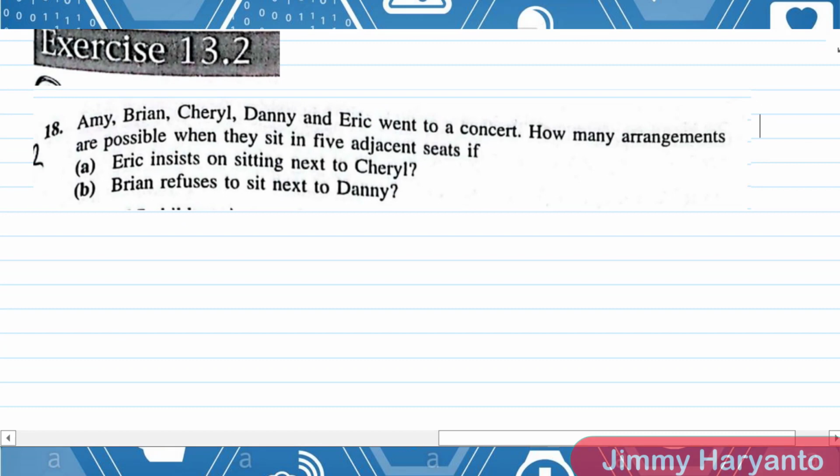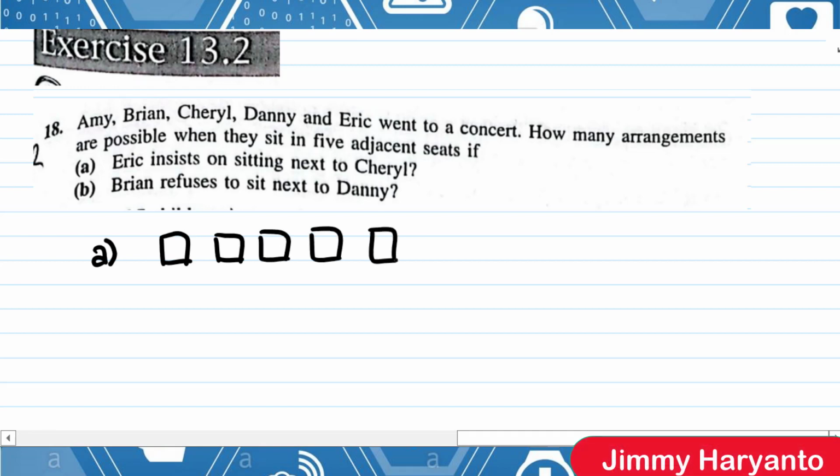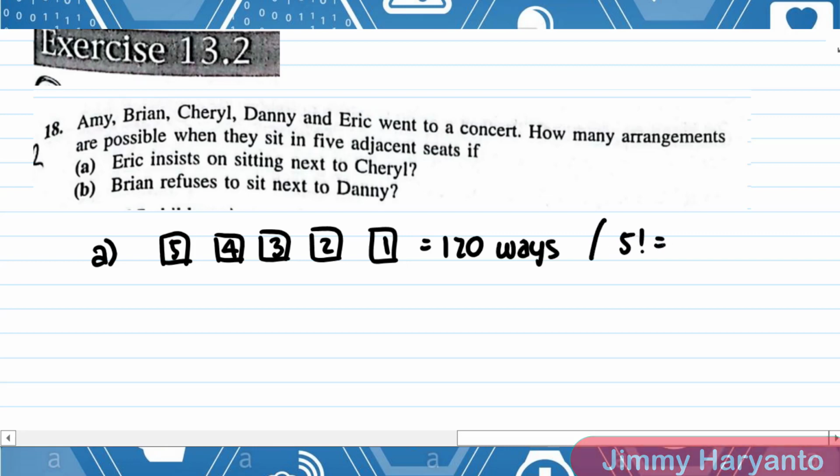Amy, Brian, Cheryl, Danny, and Eric went to a concert. How many arrangements are possible if they sit in 5 adjacent seats? For A, we have 5 seats, 1 2 3 4 5, and 5 people also. So 5, 4, 3, 2, 1. The answer will be 120 ways, or maybe we can use 5 factorial also.